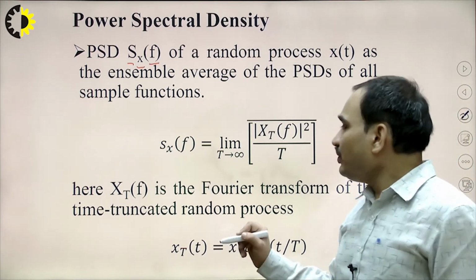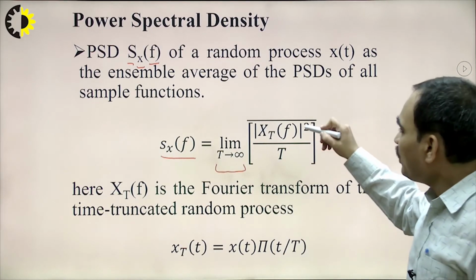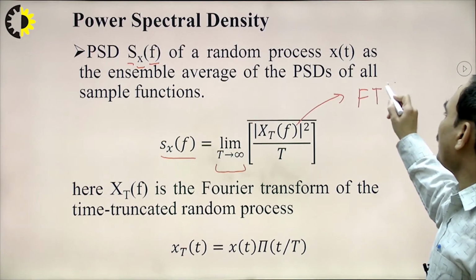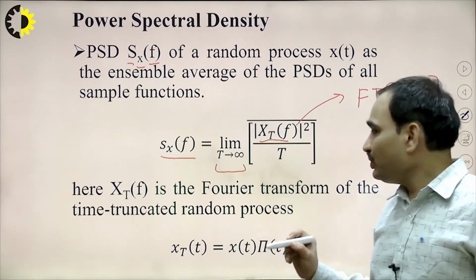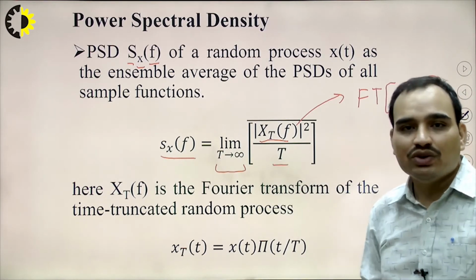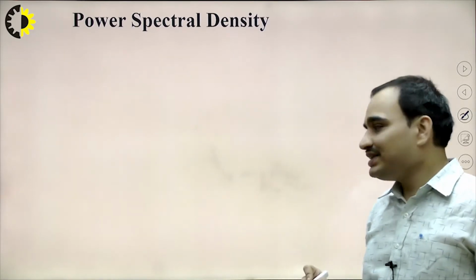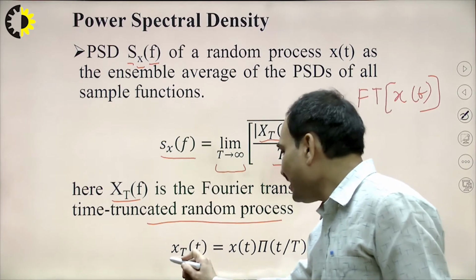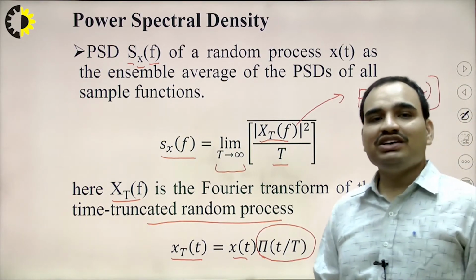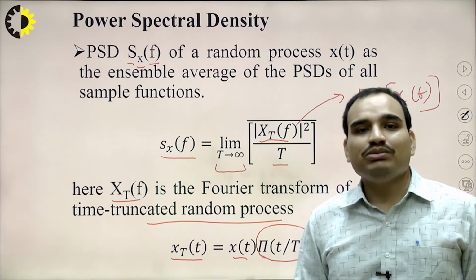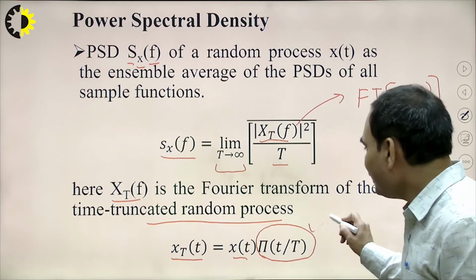So what is the formula? The formula for the power spectral density is given by S_X(f) equals the limit as T tends to infinity of the magnitude square of the Fourier transform of our signal x(t), that is X_T(f), divided by T, the time period of the signal. Here X_T(f) is the Fourier transform of the time truncated signal or the random process x(t), which equals x(t) multiplied with the rectangular pulse, because in digital communication we are using rectangular pulses or binary pulses to transmit our signal.